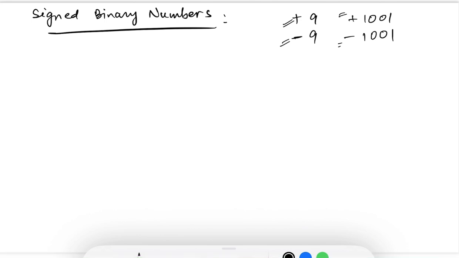So to represent a signed number, there must be a bit assigned to the sign. So there are three methods to represent a signed binary number. Fine. So what are those three methods? First method I told you, to negate a number is to take the complement.